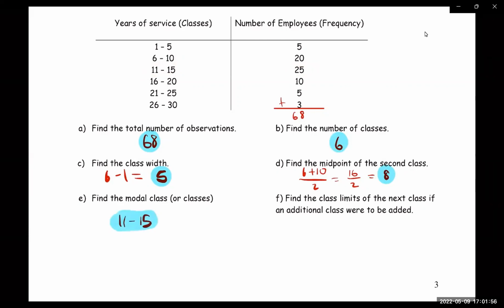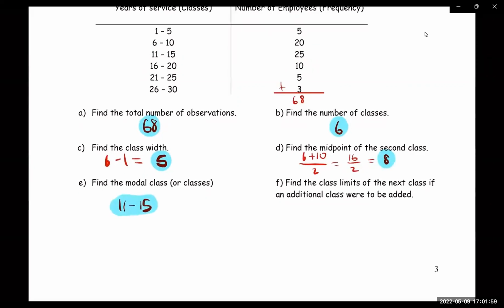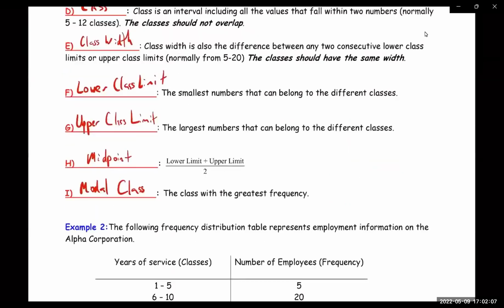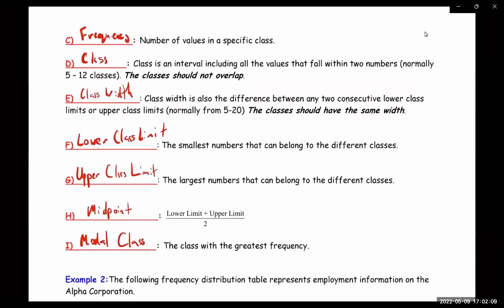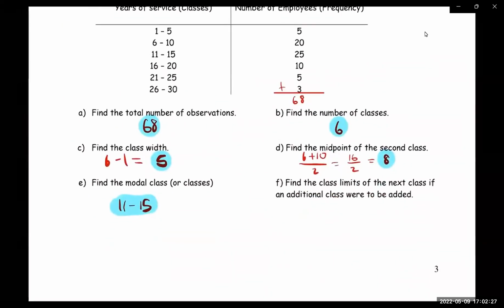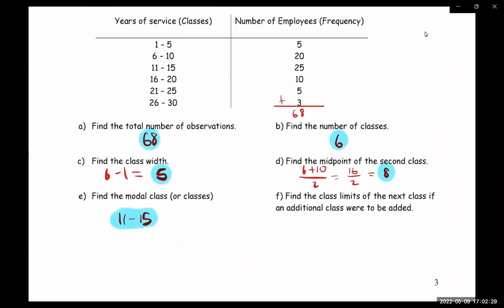All right, and then the last question says, find the class limits of the next class if an additional class were to be added. 31 to 35. Yeah, that's what they meant here. My bad. This would be the class limits. Because it says a class is an interval including all the values that fall within two numbers. The two numbers are the class limits, the lower class limit and the upper class limit. All right, find the class limits of the next class. So, 31 to 35.